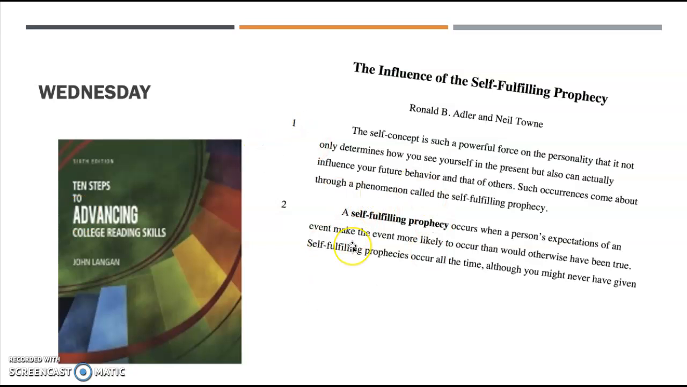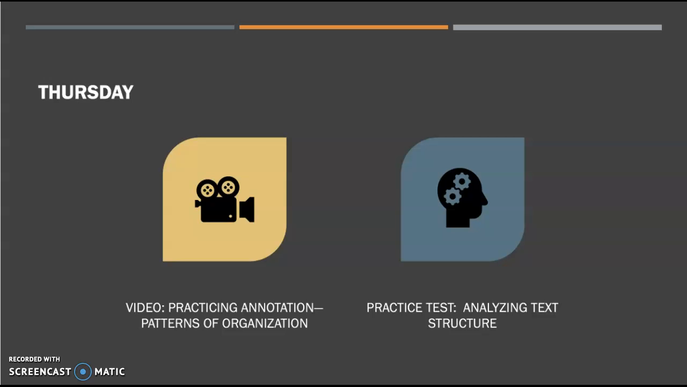This one, you're going to just methodically go through, and you're going to annotate for all 6 patterns of organization. And then on Thursday, there is a video where I'm going to go through those annotations. So make sure you have your annotations done before you watch the video so you can get the most out of that instruction, okay? Also on Thursday, I have posted the practice test for analyzing text structure.